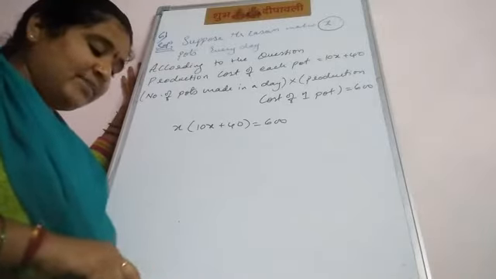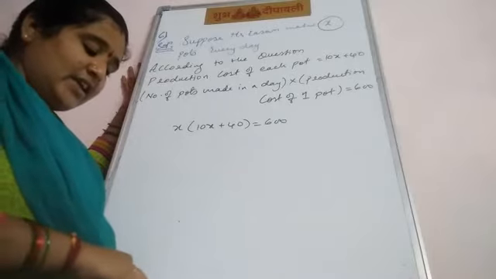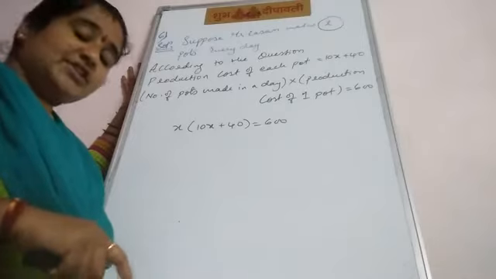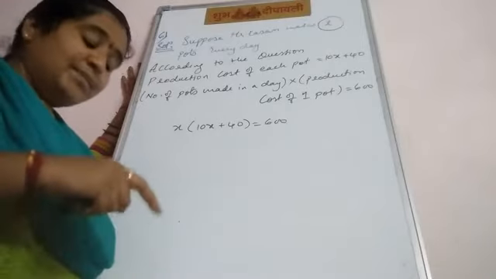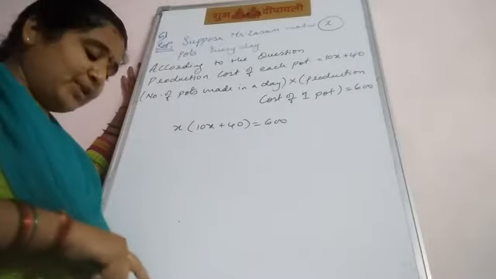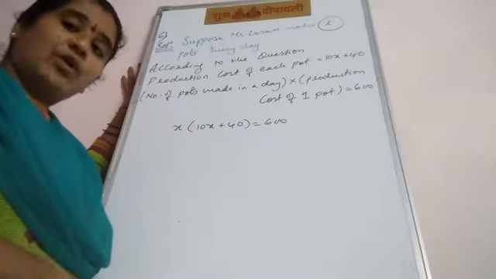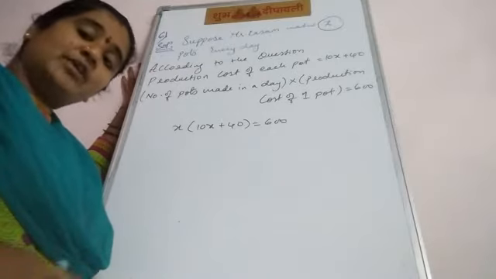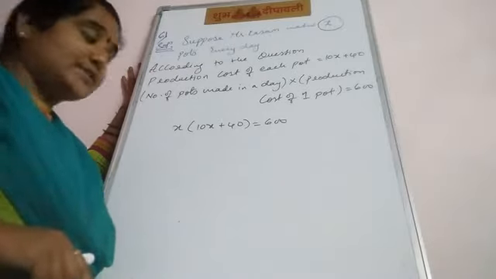See what he makes in one day. If the production cost of all pots per day is 600 rupees, find the production cost of one pot and the number of pots. The cost of one pot and the number of pots.